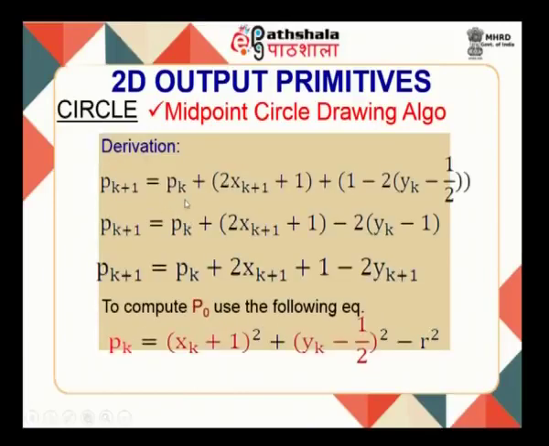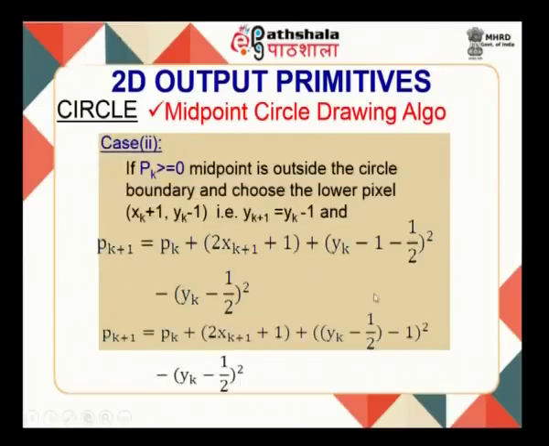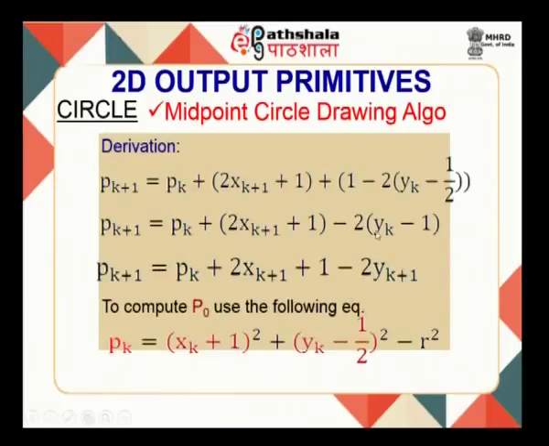So, p k plus 1 is equal to p k plus 2 x k plus 1 plus 1 plus 1 minus 2 times y k minus half. This a squared term gets cancelled, and you are left with b squared, that is 1 minus 2 times y k minus half minus 2 a b. So, we have done a little simplification here. You can easily understand this. This part of the equation does not get simplified further, while this gets simplified like this, 1 minus 2 y k plus 1.